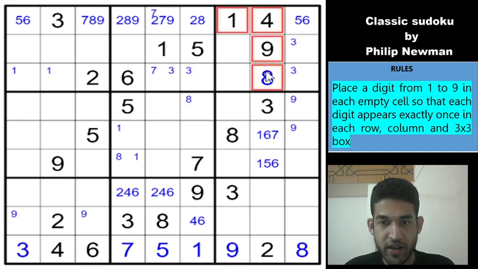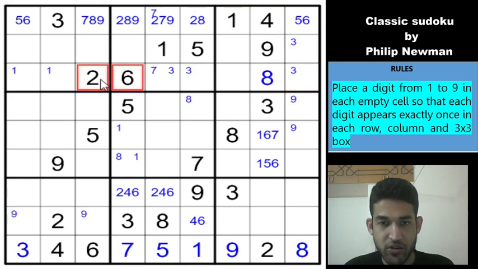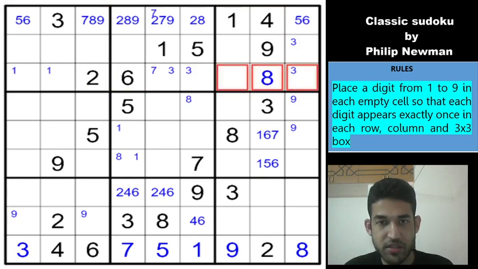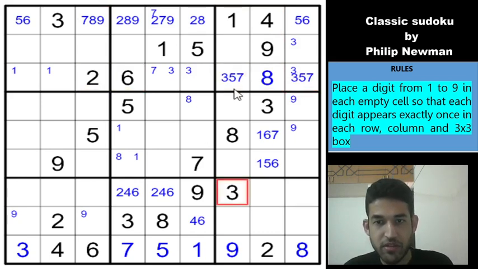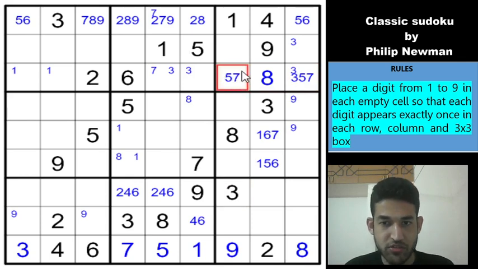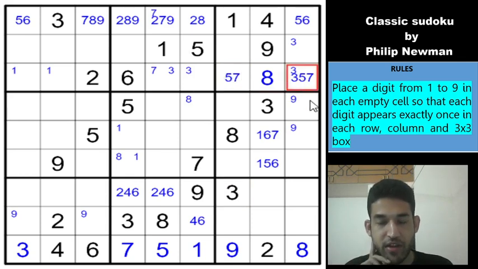So there is 1 4 8 9 here, and these two cells cannot take 2 and 6 also. So these two cells must be 3 5 and 7. But because of the 3 here, you can remove the 3 from here. So this is 5 7 and this is 3 5 and 7.